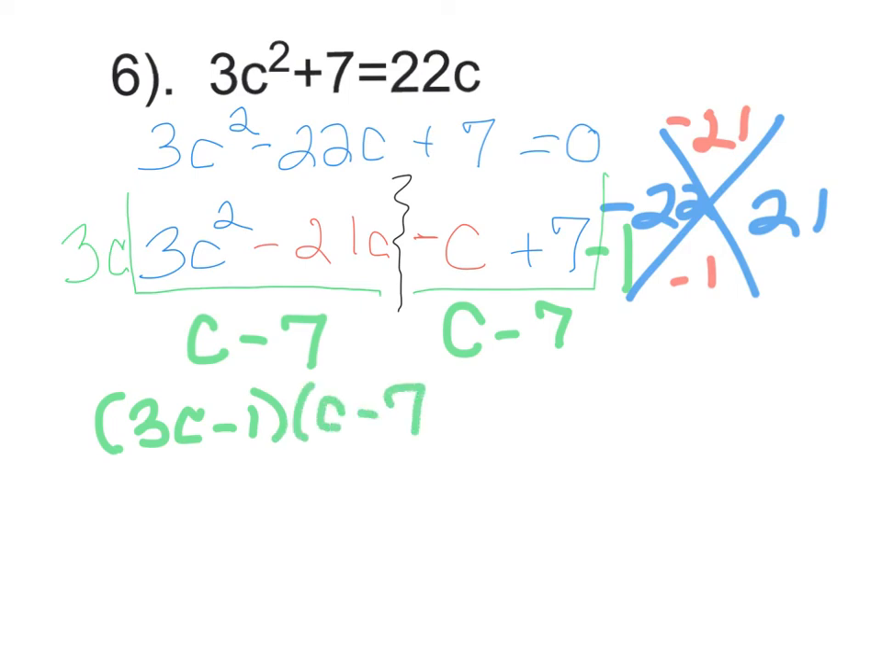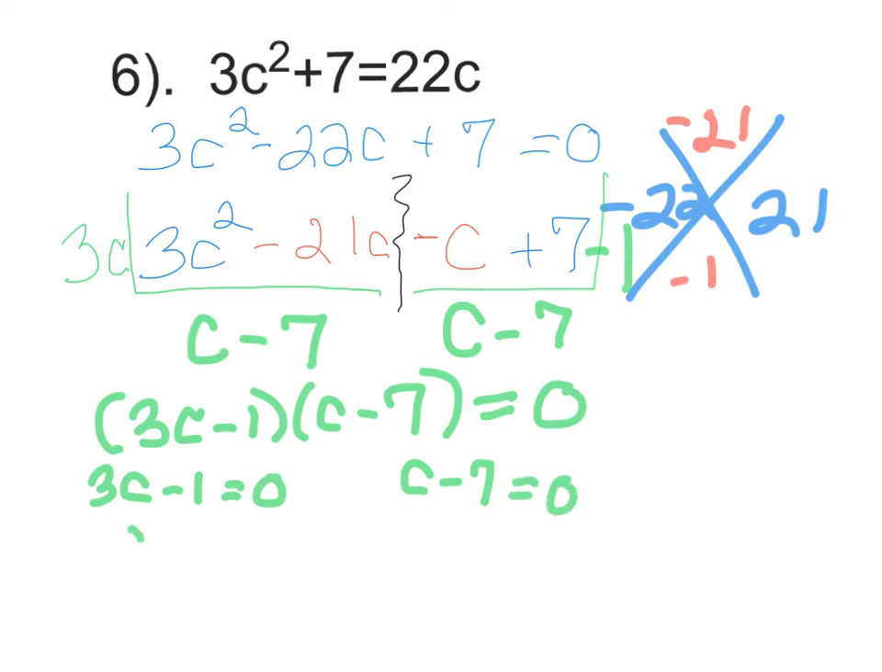of 3c minus 1 times the leftover of c minus 7. Okay, so now I'm ready to solve for c, because I'm going to set up my factors equal to 0. So the product of my two factors has to equal 0. So that means I'm going to set 3c minus 1 equal to 0, and c minus 7 equal to 0. This gives me 3c equals 1, or c equals 1/3, and c equals positive 7.